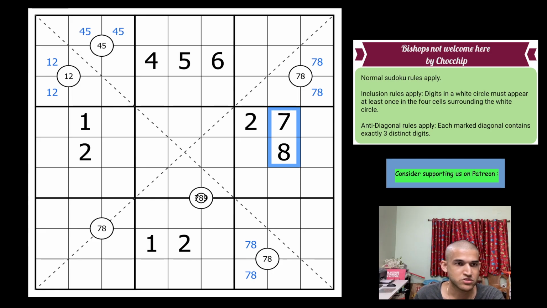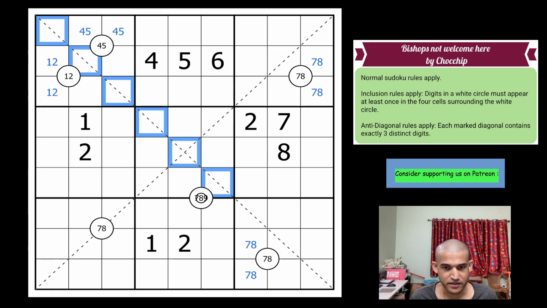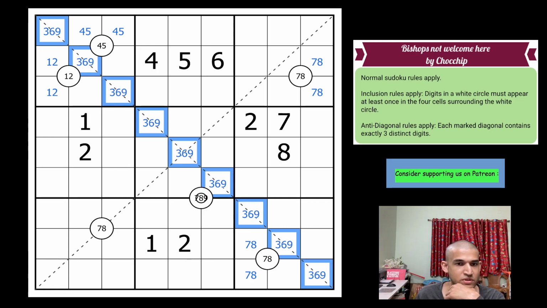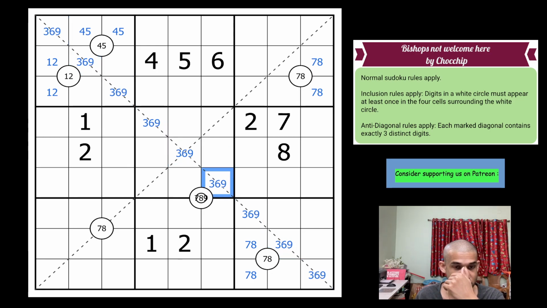Nice. So I was looking along this diagonal. I noticed that 1, 2, 4 and 5 are straight away eliminated. Remember that each diagonal contains exactly 3 distinct digits. And you also have a 7, 8 here, which means that these 3 cells must take 3, 6 and 9. There can't be anything else in the diagonal. 3, 6 and 9. 6 is not here, so it would be 3 and 9.